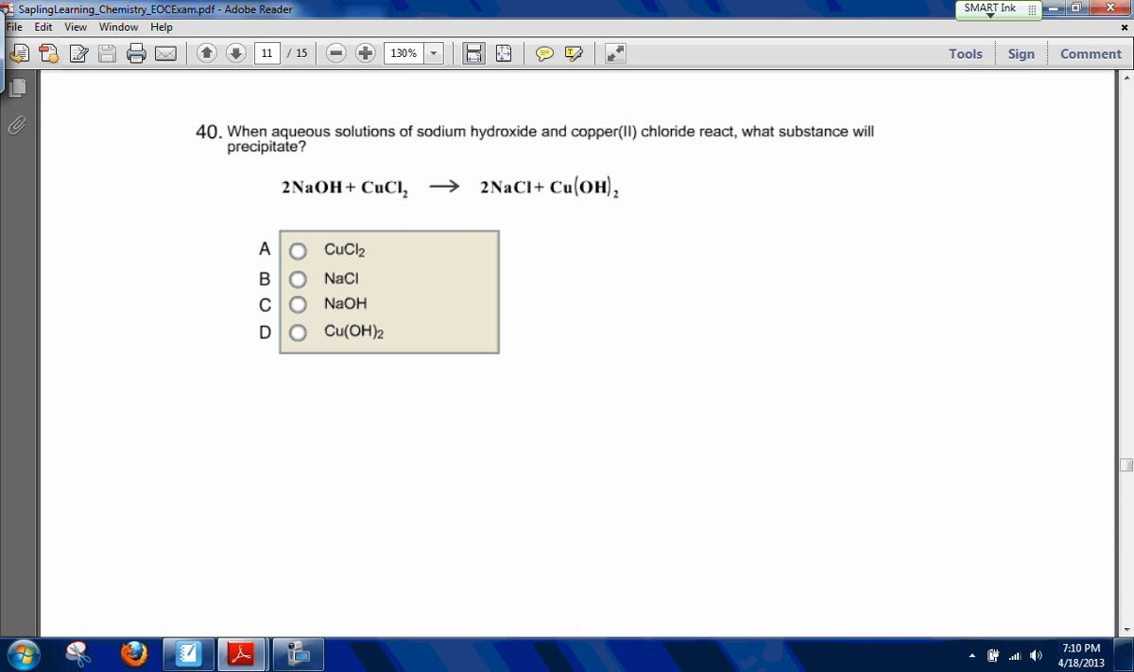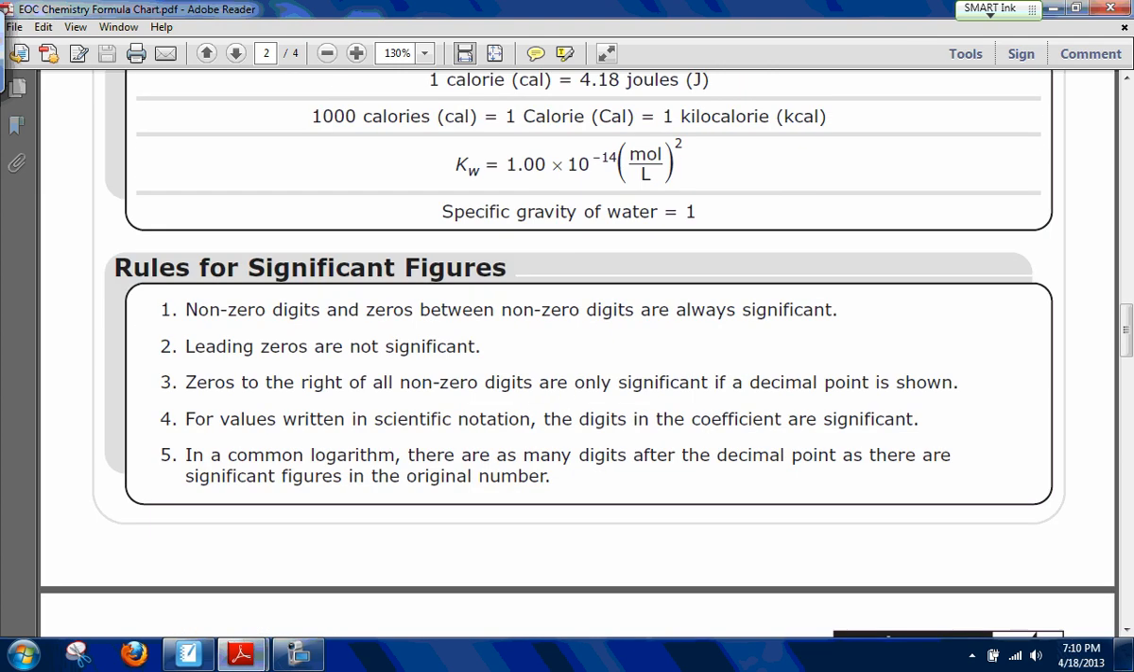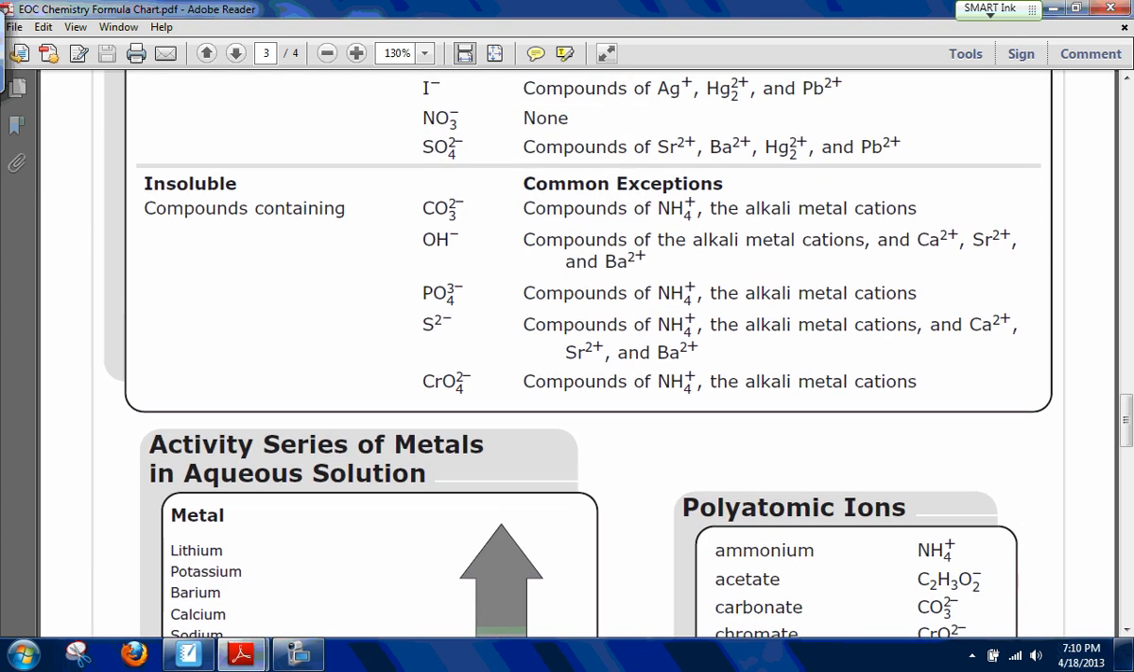When aqueous solutions of sodium hydroxide and copper 2 chloride react, what substances will precipitate? So precipitate means what things are going to come out as a solid. So which one of these two things is going to be solid? Well, what we can do is look at our solubility chart. Something that's soluble would still be inside the aqueous solution. Something that is insoluble would come out as a solid. So we open up our formula chart. We go down until we get to solubility.